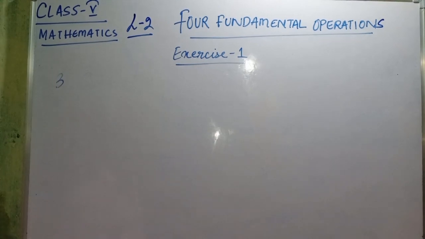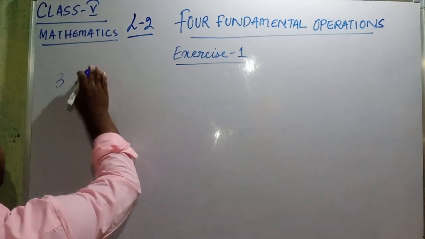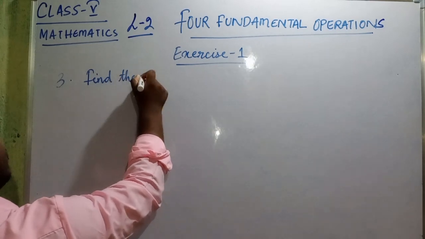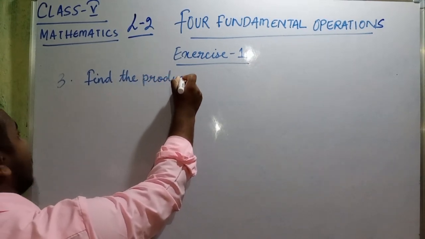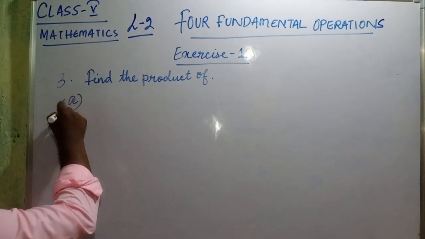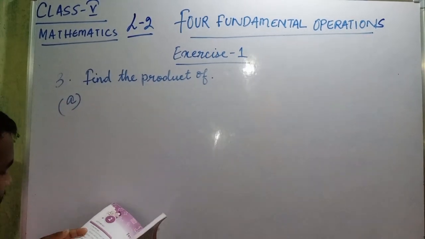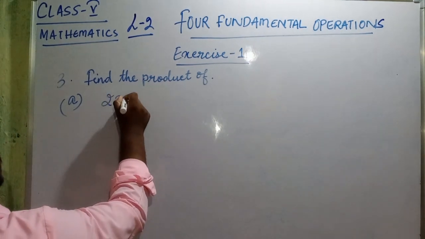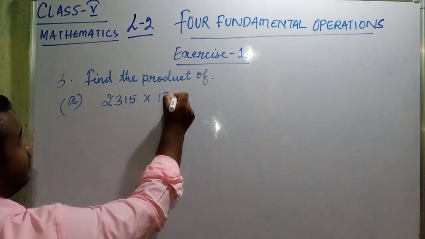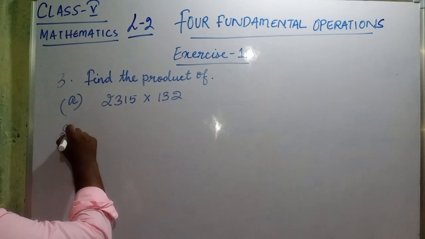So the third number is multiplication, or it is also called the product. Third number: find the product of. Okay. A number question: find the product of 2315 into 132. This is a very easy one. How will you do it? Solution.